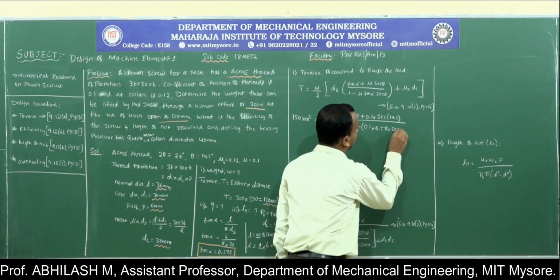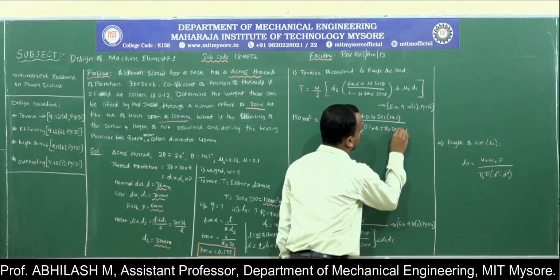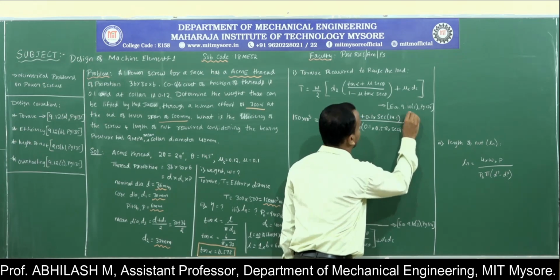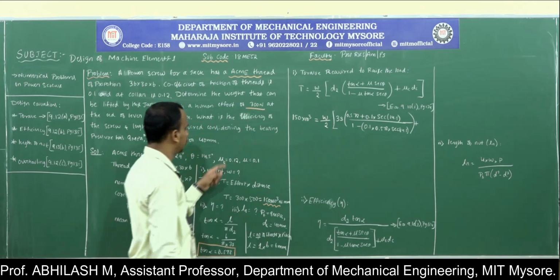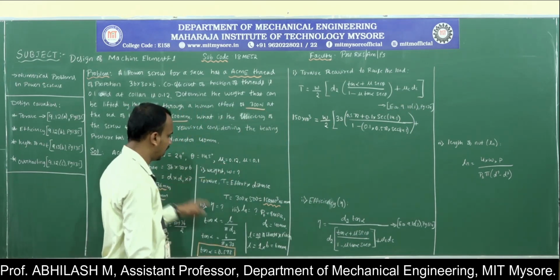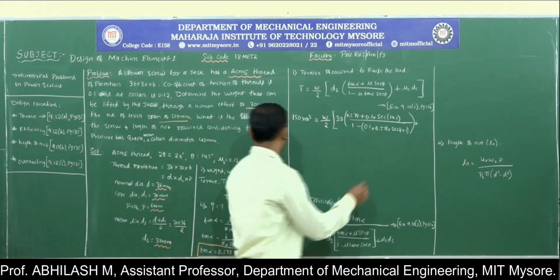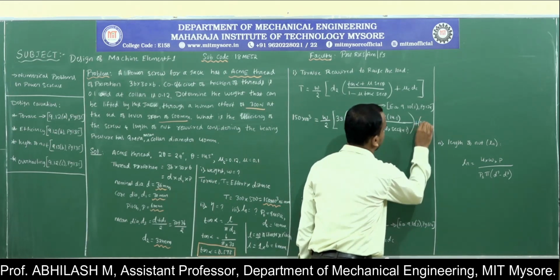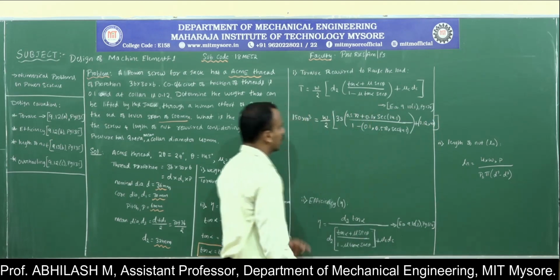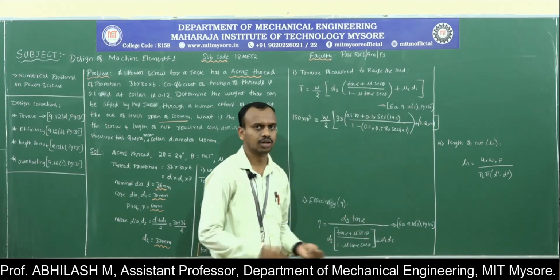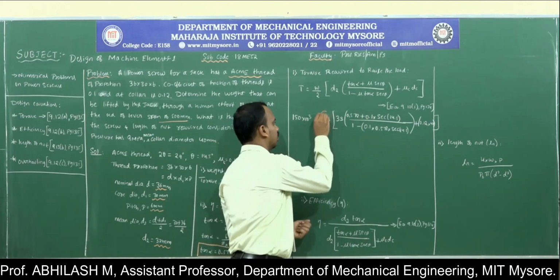Into secant 14.5 degrees, that is secant theta. The whole thing has to be multiplied by mu c dc. What is the mu c value? 0.12. The mean diameter of the collar is 40 millimeter. So 0.12 into 40. So in the entire equation, the only unknown is W.